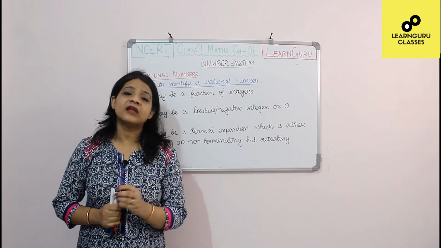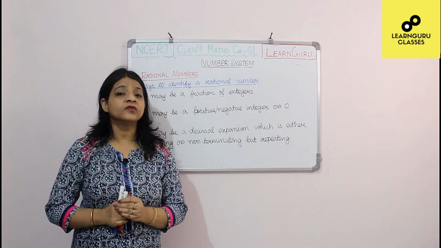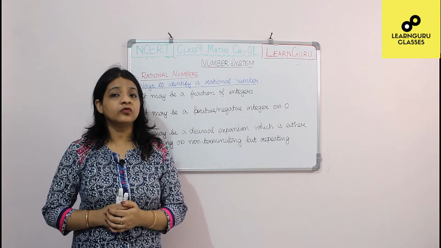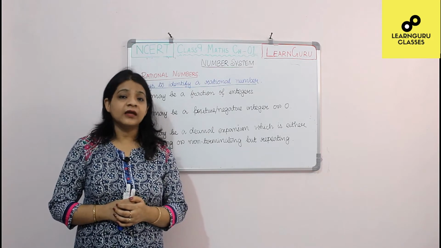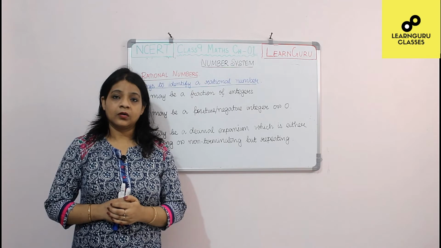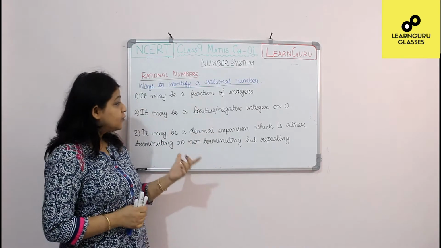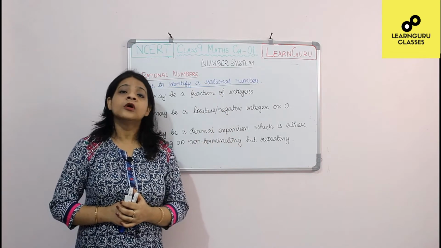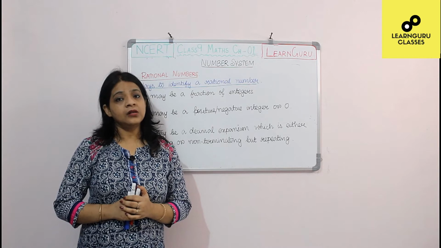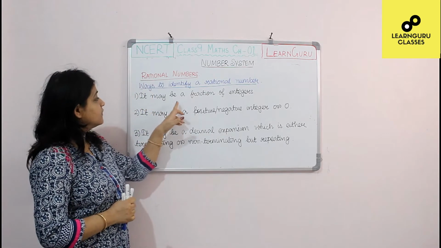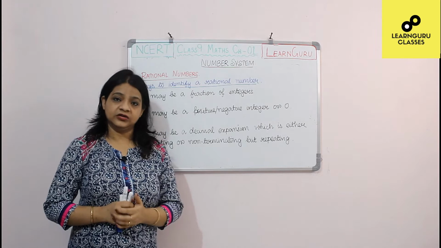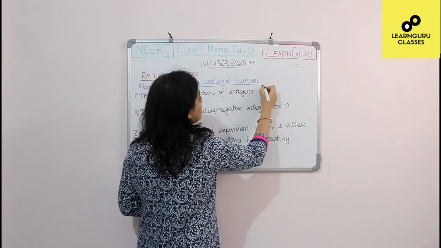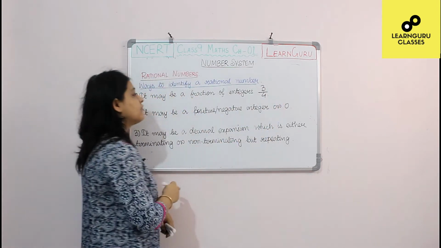Now suppose any number is given to you. Since rational numbers come in different types, you should be able to identify the rational number. These are the three points which will help you to identify a rational number. So first, it may be a fraction of integers. How does a fraction look? Give me an example of a fraction. 3/4 is an example of a fraction.